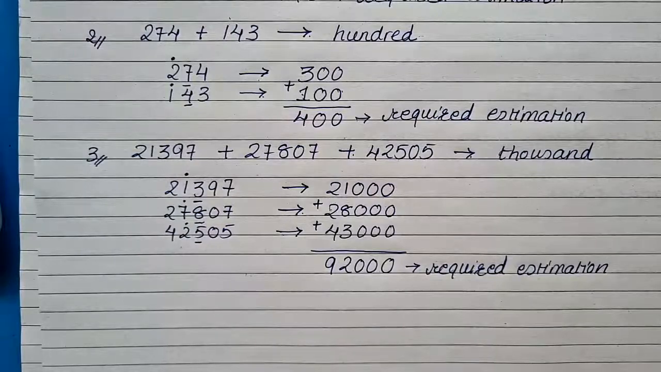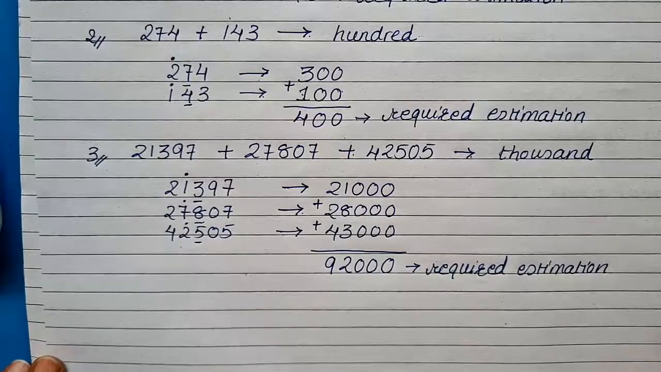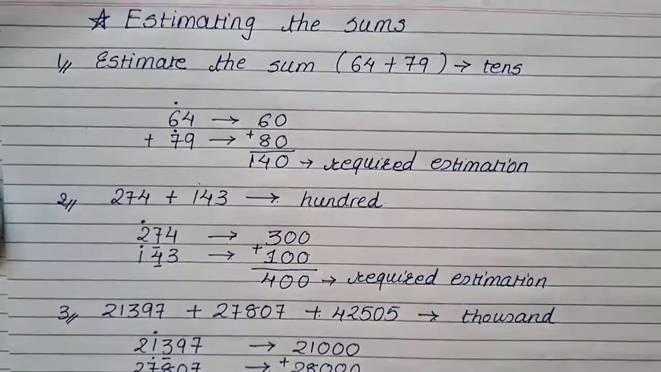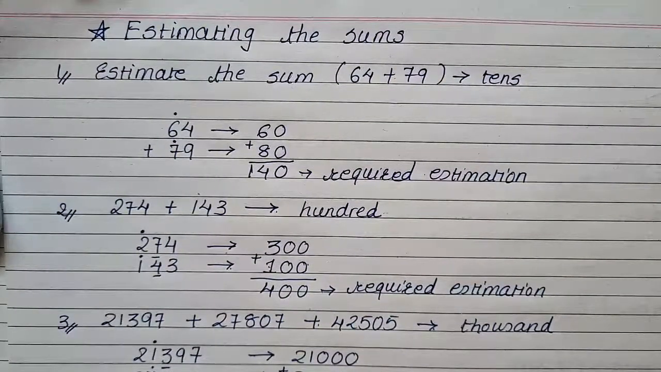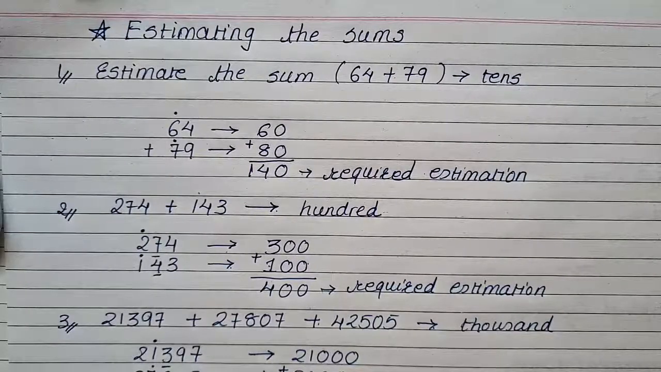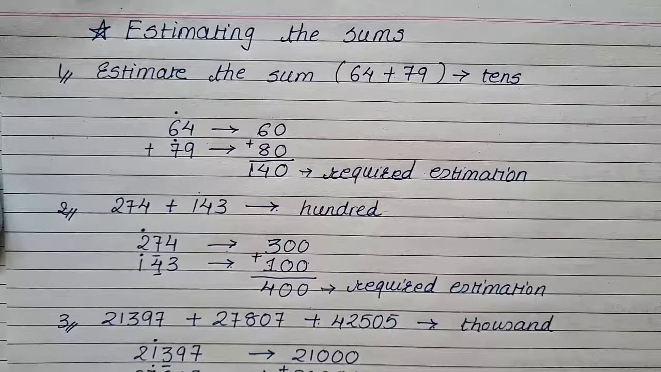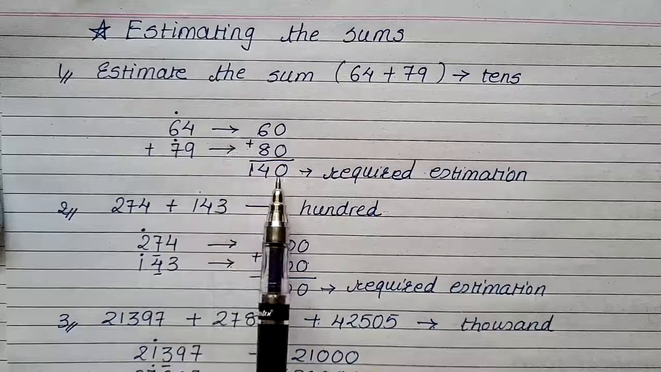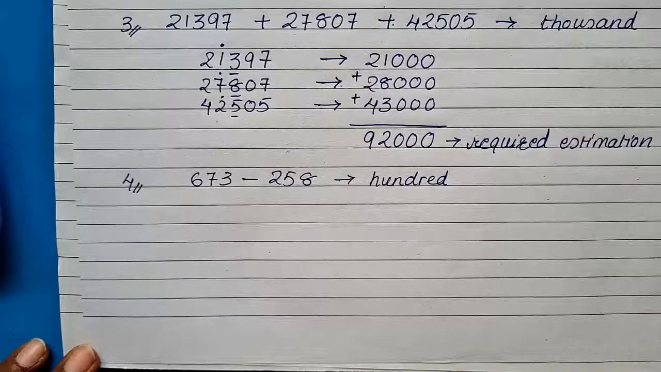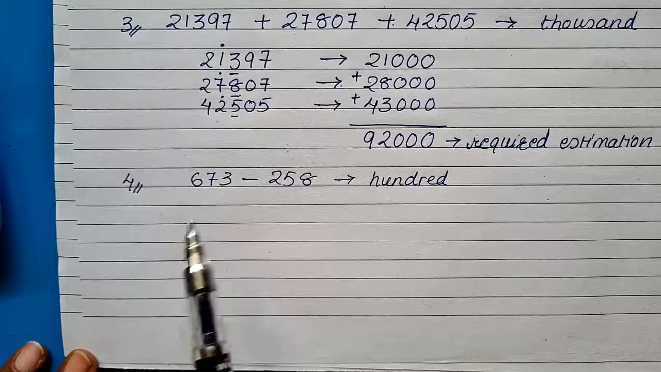So this is how you can perform all these sums based on estimating the sums. Estimating sums means you just have to total them. The procedure is the same, but you have to convert the numbers and then add them. Now let's understand how to do subtraction in estimating. It's the same thing, but you will subtract.